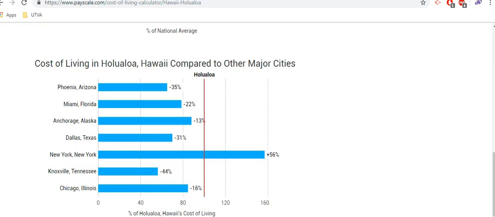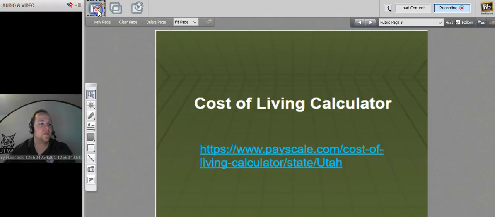So that's something to do. Just run a calculator sometime, move from an area that's by you. You might have to do Salt Lake or one of the bigger places, the biggest city by you, and move to a different place and kind of see how much it is, right? So that's kind of a fun little thing to do to see where you're kind of at.